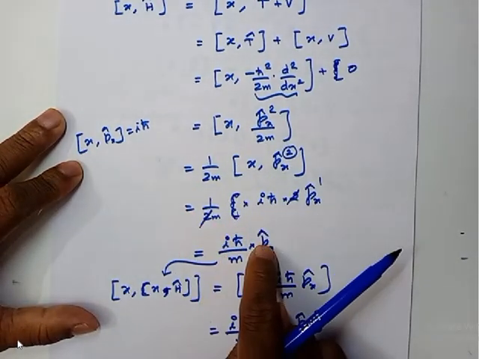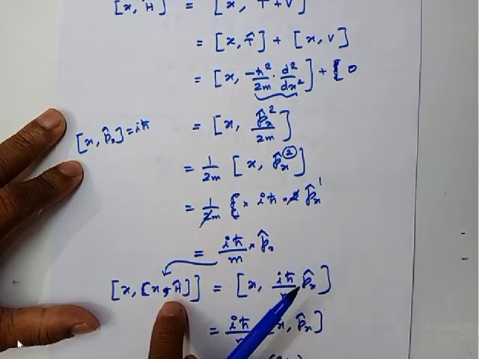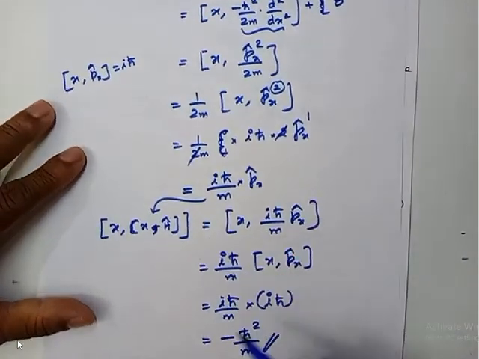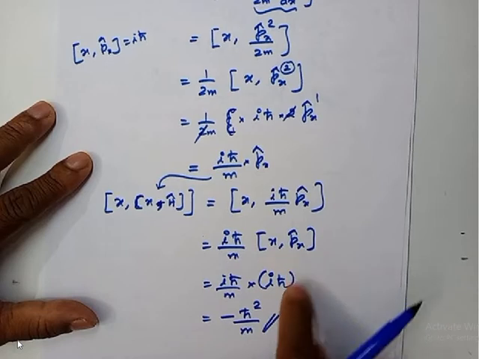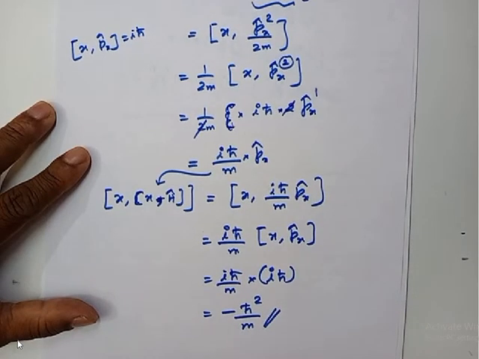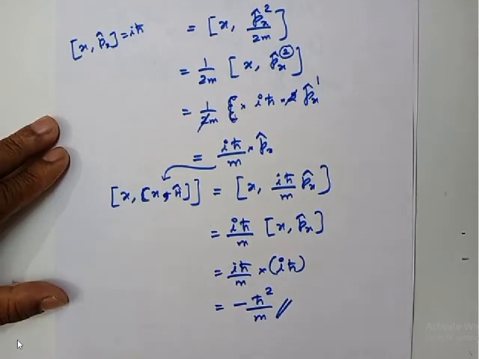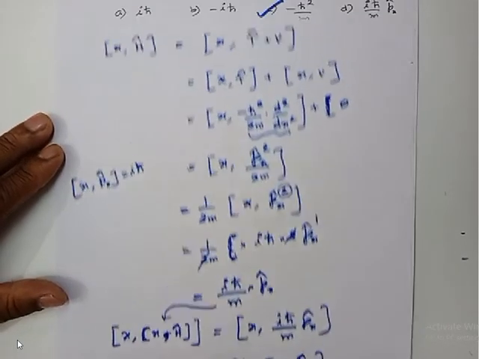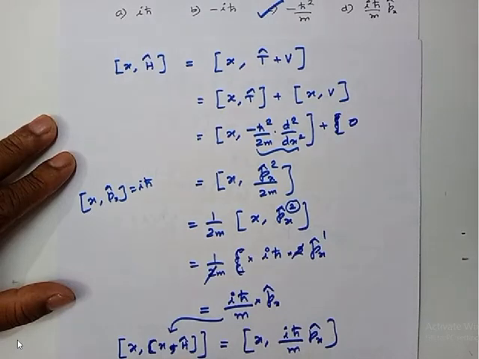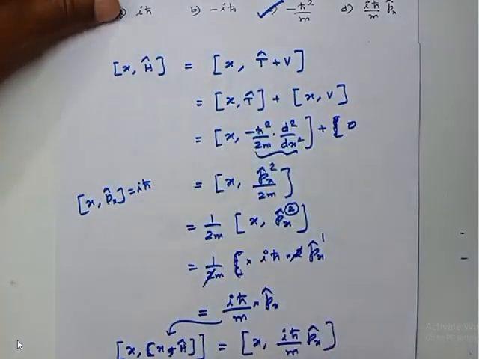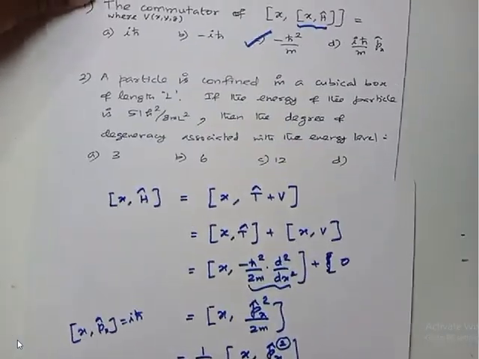This is the commutator for x comma H. Substitute that value here, and again apply the commutator for x comma px. You will get this answer. So this is question number 1. For question number 1, the correct option is C. Let me go to the next question, that is question number 2.